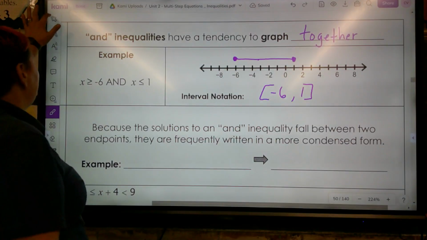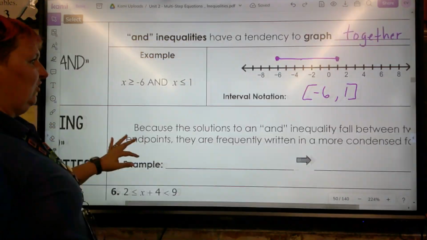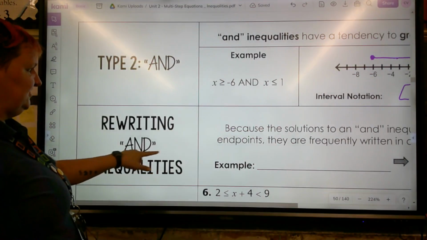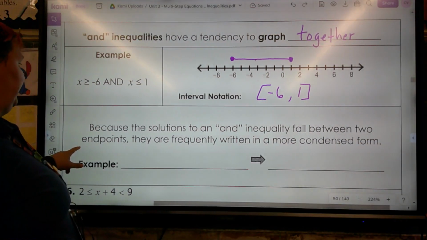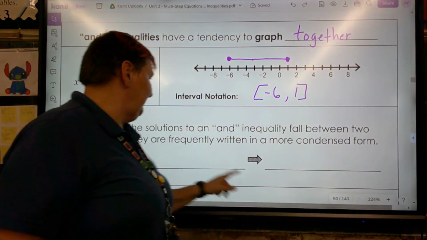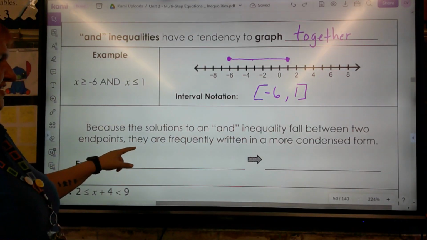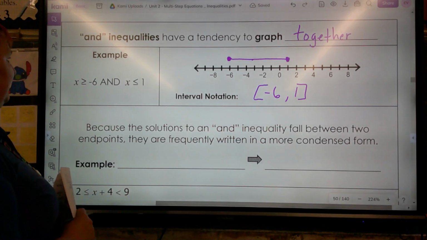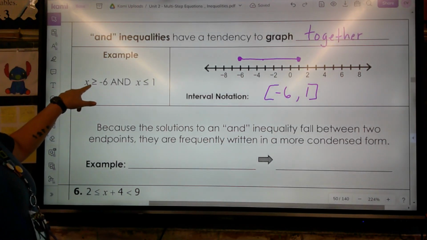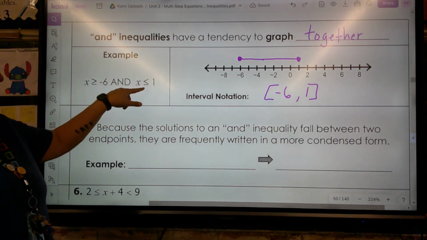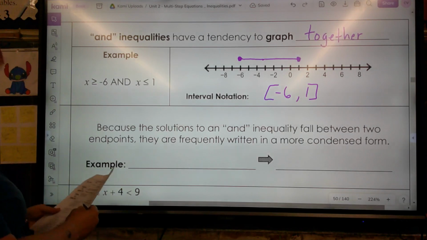So you might have to rewrite "and" inequalities. Because the solutions to an "and" inequality fall between two endpoints, they are frequently written in a more condensed form. You see how they have it written here? X is greater than or equal to negative 6 and x is less than or equal to 1. There's a way to write that.